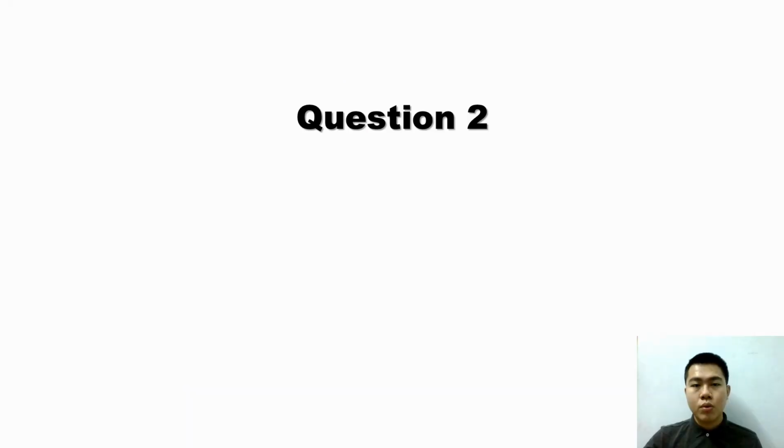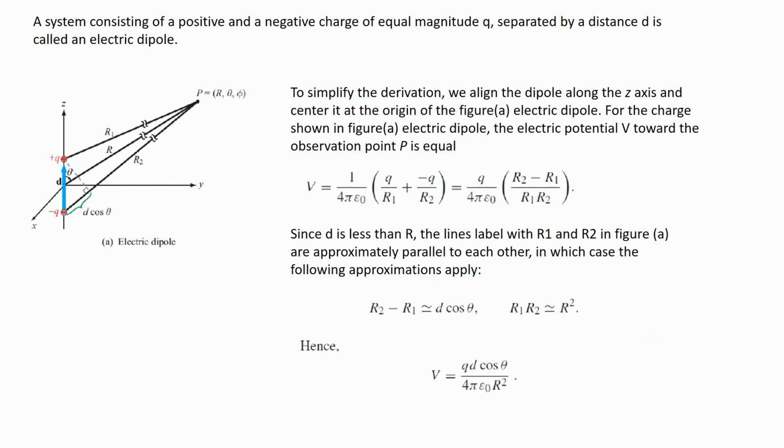Thank you. Good morning, my name is Wong and I will present question 2. Before going to question 2, I will explain the formula being used to solve the problem. First, a system consisting of a positive and a negative charge of equal magnitude q separated by a distance d is called an electric dipole. We can see an electric dipole system in figure A here.